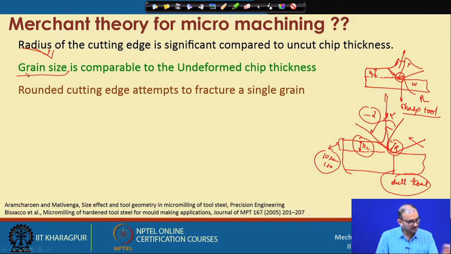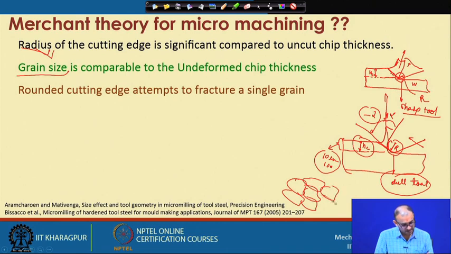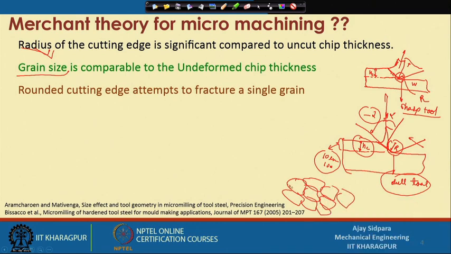Now, coming to the grain size, say suppose your material is something like this and the average grain size is considered to be 200 microns.